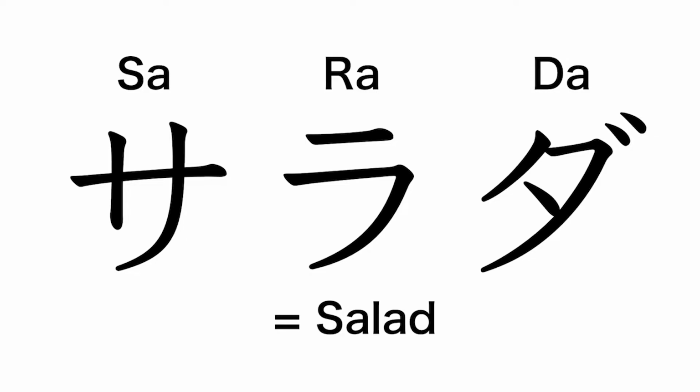Next one is salada, which is salad. We use katakana for this word because it comes from English. But the pronunciation is not salad like English. You need to read each letter, then sa-la-da.